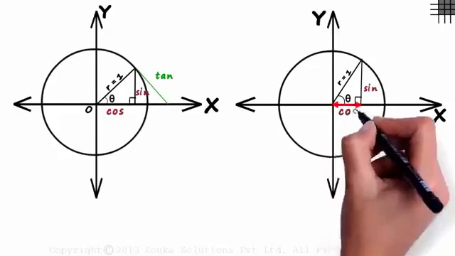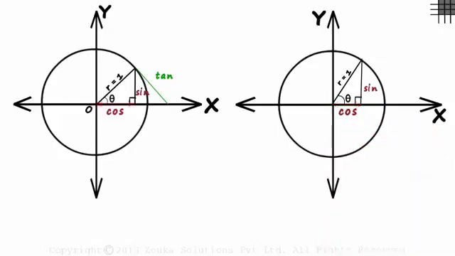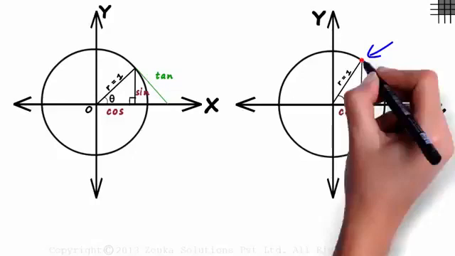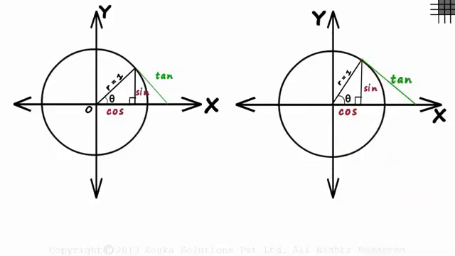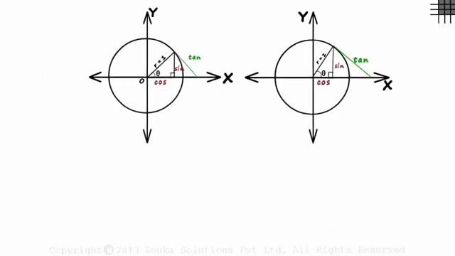This length is cos theta. We can see that this length decreased as the measure of angle theta increased. And since this point has moved upwards, the length of tan theta has also increased. What did we observe? As theta increased, sine and tan increased, but cos decreased. Now let's try increasing the measure of theta even more.